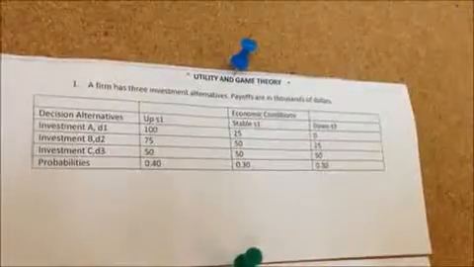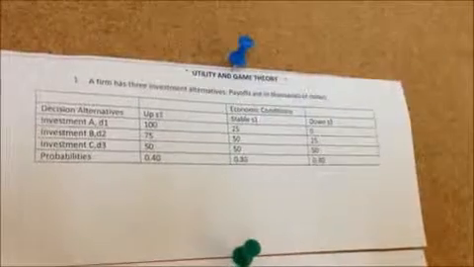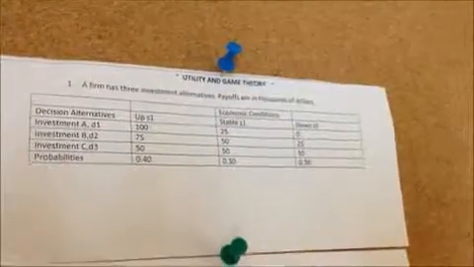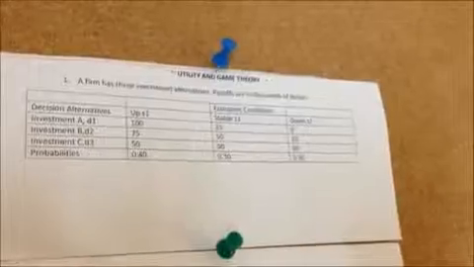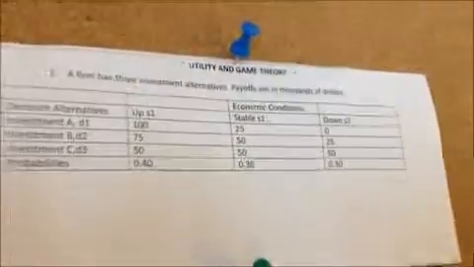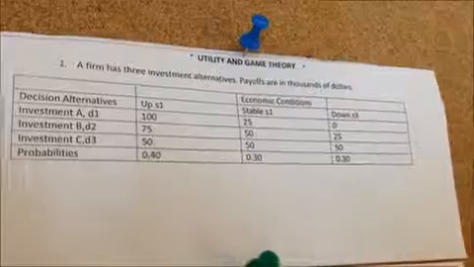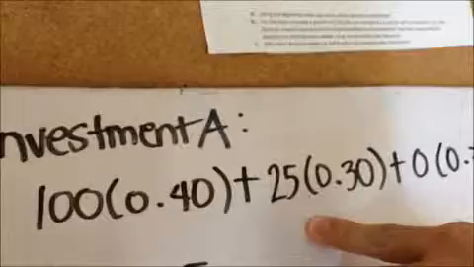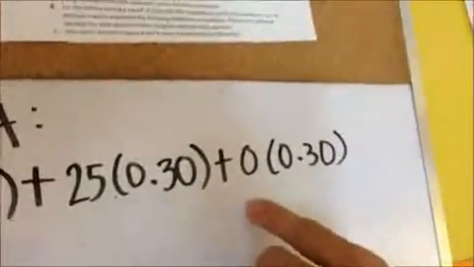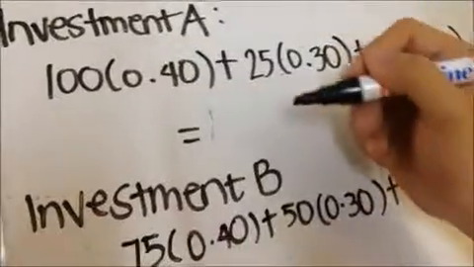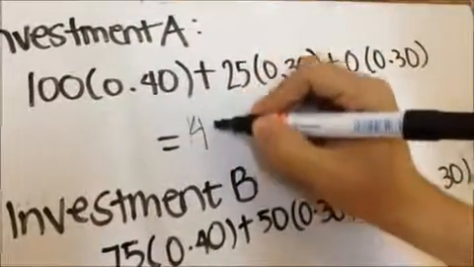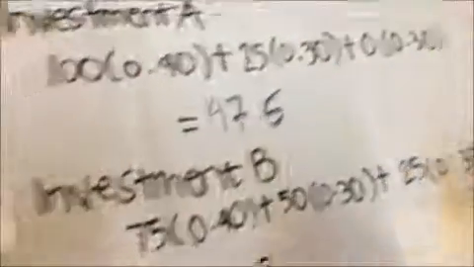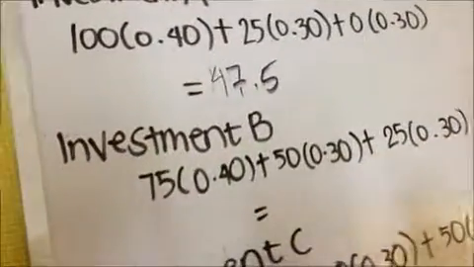For the first question, we're going to use the expected value approach to get the expected value. For investment A, we're going to multiply 100 to its probabilities. So 100 times 0.40 plus 25 times 0.30, then plus 0 times 0.30. So the answer is 47.5. All the same way to solve D2 and D3.